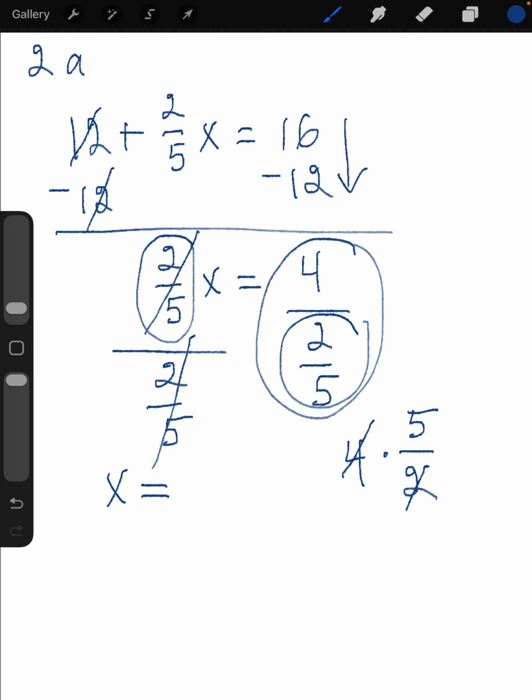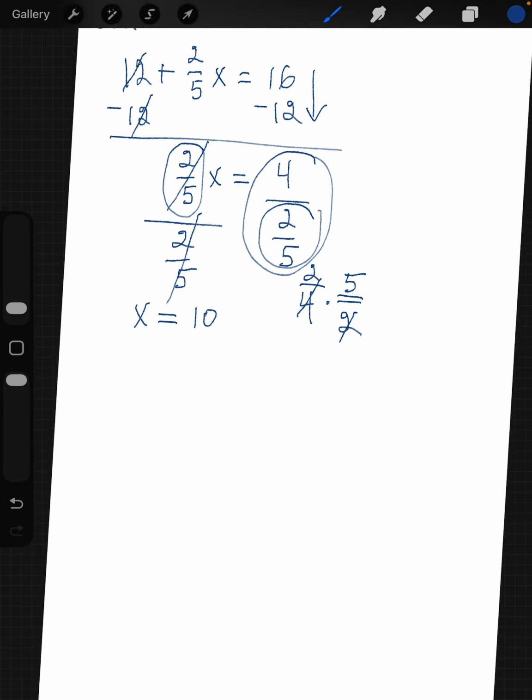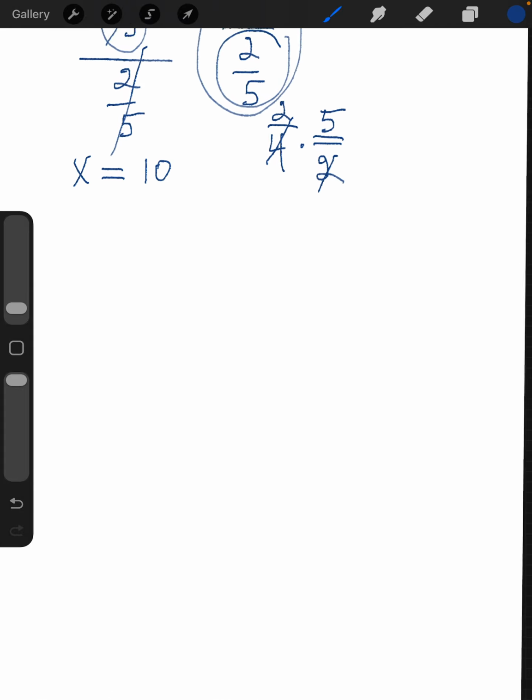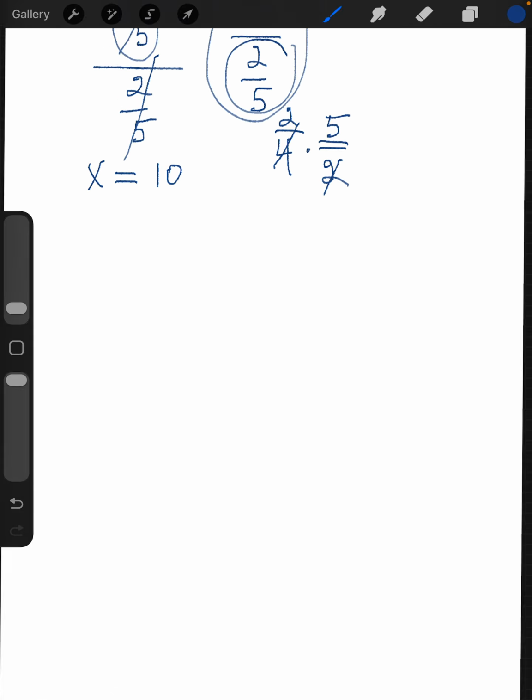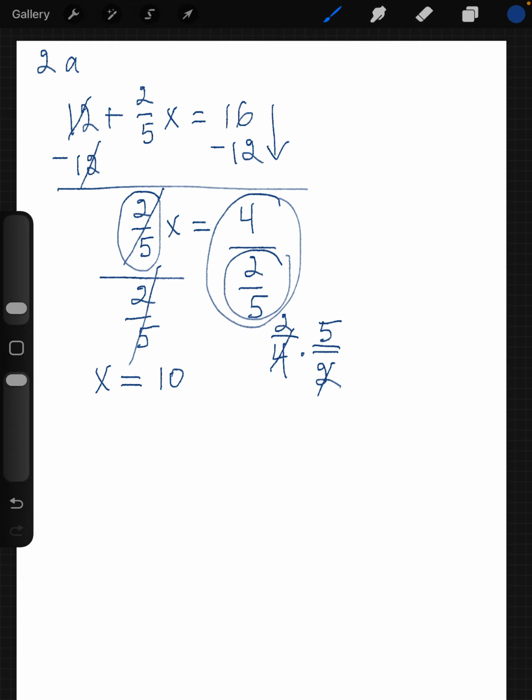So here we simplify 4 and 2. 2 times 5 equals 10, right? Should probably go a little bit slower so you can do it alongside with me. All right, actually, let me just erase this so we have more surface to work with.